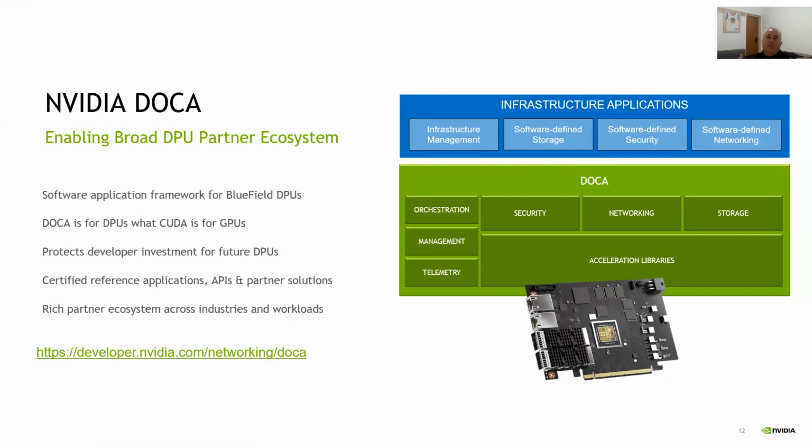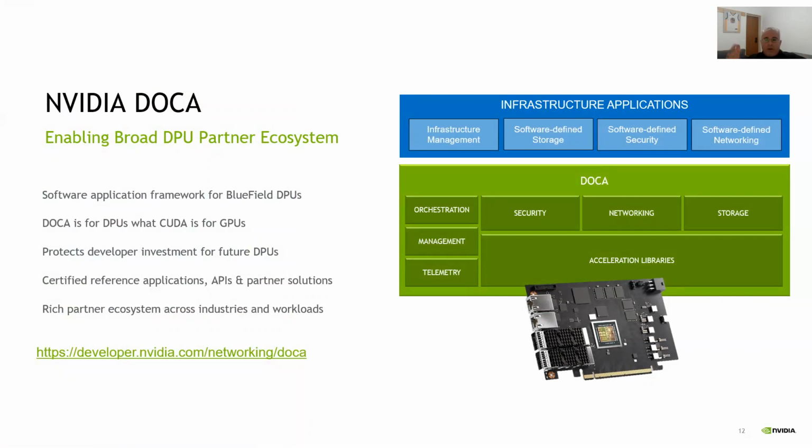DOCA exposes all of the DPU services to the applications: the networking, the storage, the security, the telemetry, the MPI services for acceleration perspective, exposing those services to the applications running on top. And then these applications, infrastructure applications or MPI applications and so forth, can leverage the DPU to move the work to be done on the DPU. We have released the first generation of DOCA.